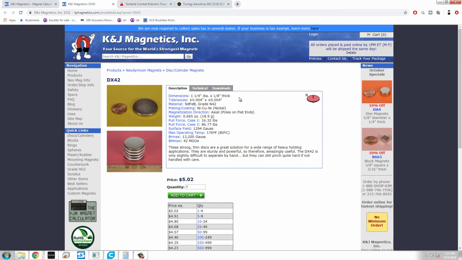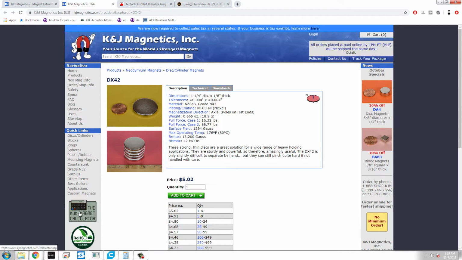But this is essentially the magnet: 1¼-inch diameter, 1/8-inch thick, and it has a pull force of about 16.3 pounds in a Case 1. We'll talk about that in a second. There are 4 of these magnets on the bottom of Long Long Man. So how do we calculate how much downforce this magnet is going to generate in our application?